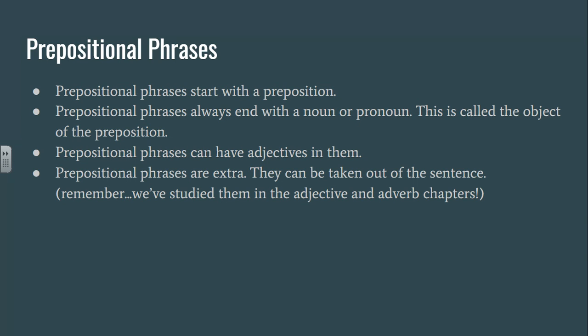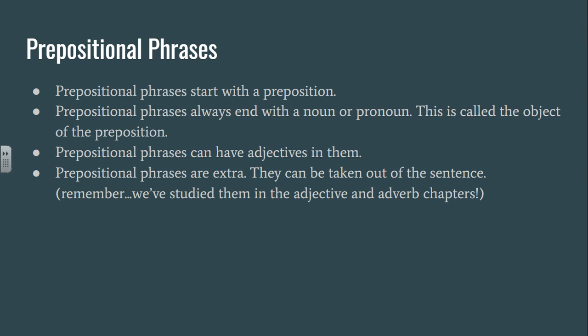Like I said on the last slide, a preposition must be in a prepositional phrase. And here's how you can tell that it's a prepositional phrase. They always start with a preposition. They always end with a noun. That noun is called the object of the preposition, and we usually abbreviate it OP. Prepositional phrases can have lots of adjectives in them, doesn't matter how many, or they might have none. All prepositional phrases are extra. So I should be able to take them out of a sentence and my sentence should still make sense.